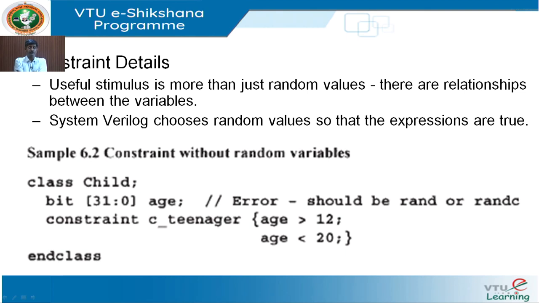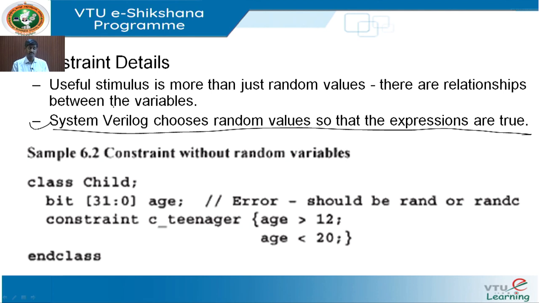So how do we look at these constraints? We have more than one random value, which will be linked or related through their value assignment, and their consideration needs to be taken care of. Now let us say SystemVerilog chooses random values so that the expressions are true. We will think that the expressions should be true. So let us look at how you can declare it.